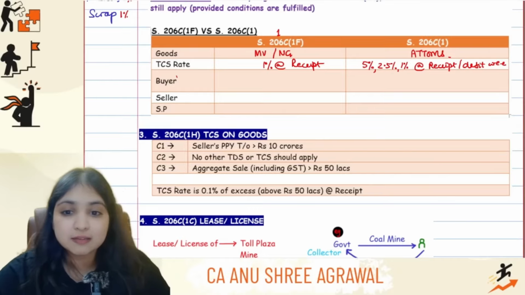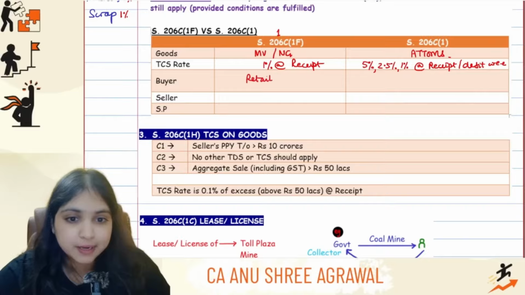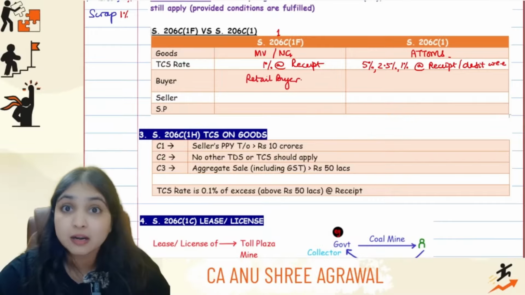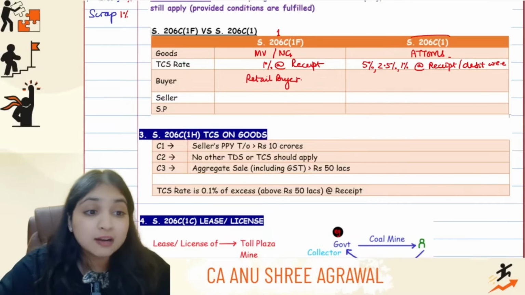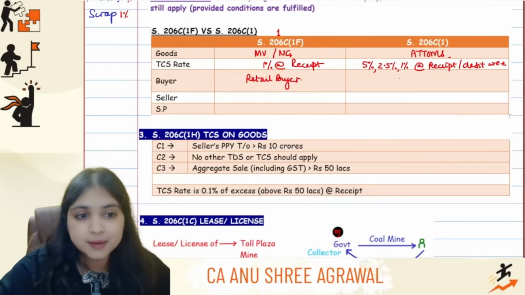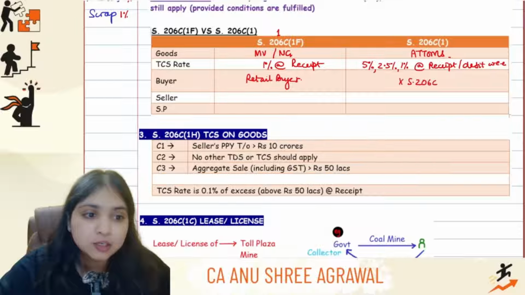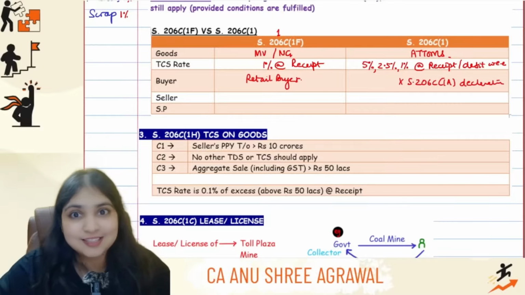Then in 206C1F, who should the buyer be? The buyer should be a retail buyer, which means the buyer should be an end consumer who's buying the car, who's buying the vehicle for himself. Under 206C1, the buyer should be a person who has not given the 206C1A declaration. If he gives the declaration, then no TCS at all.